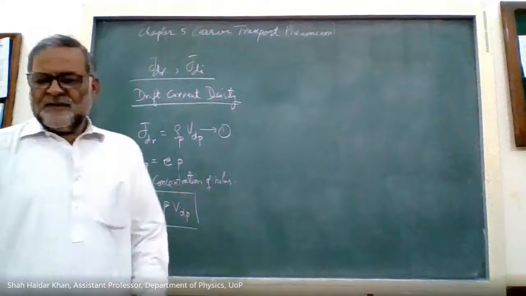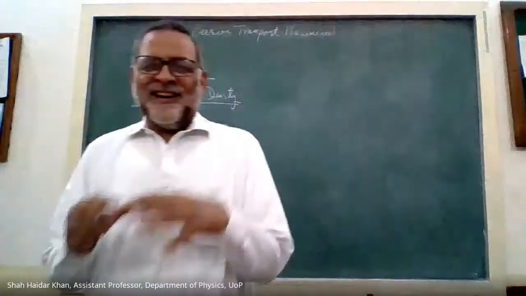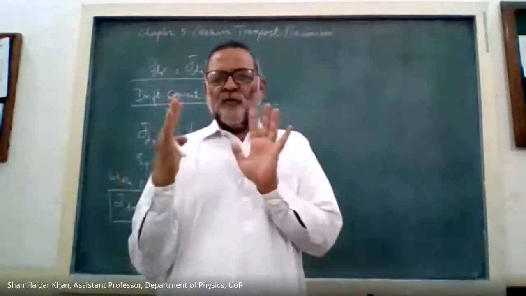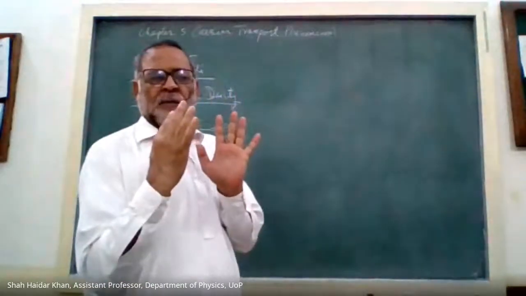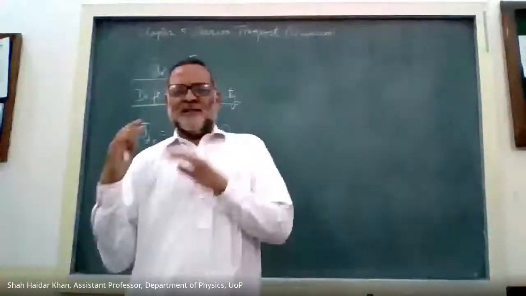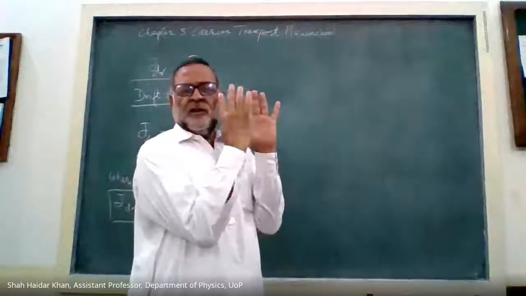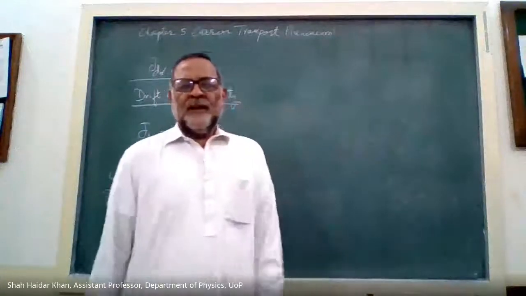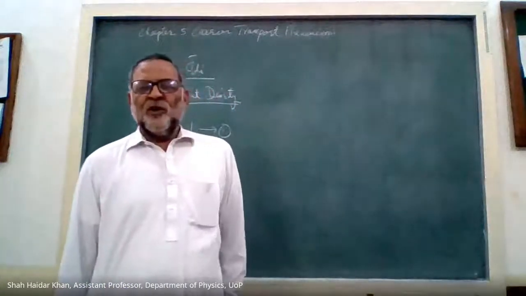By drift velocity, we mean an aggregate velocity. There will be many particles, right? And they all will be moving in the form of a group. So the drift velocity is the average velocity of the whole group. That is the average velocity of the group.